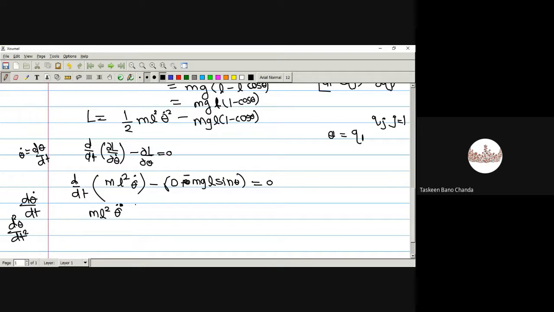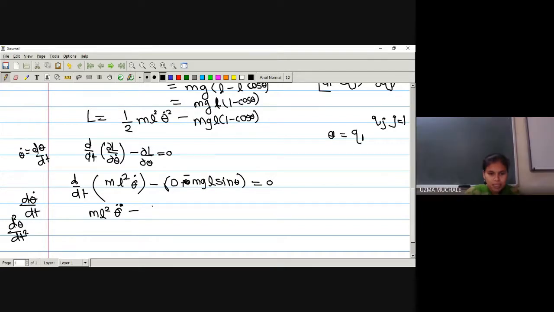Minus minus again it will be plus. So what I can write is again m g L sine theta is equal to 0. Now mass is a constant term, we can take outside, and L is also constant, a common term we can take outside the bracket. What remains inside is L theta double dot plus g sine theta, which is equal to 0.